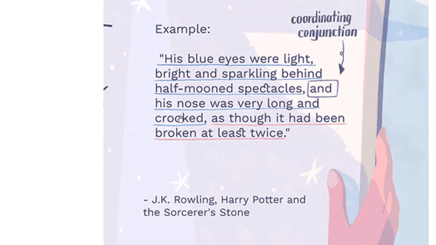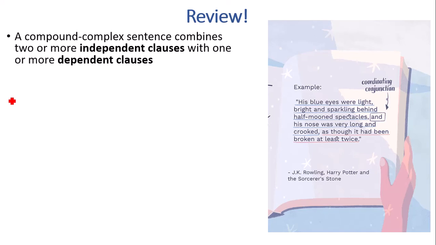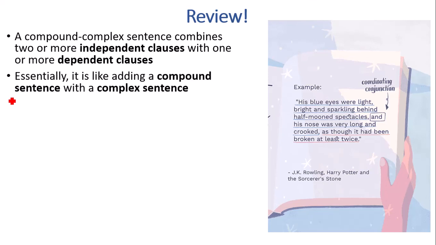That could be a sentence on its own if we wanted. As though, that's that dependent marker word, it had been broken at least twice. So independent, conjunction, independent, dependent. A great example, and not too long of one, and a little bit interesting, I hope. So compound complex sentences do just that. They combine two or more independent clauses with one or more dependent clauses. Essentially, it's like adding a compound sentence with a complex sentence.